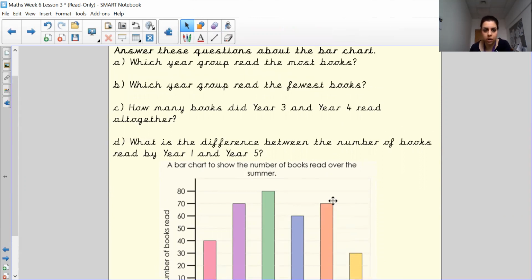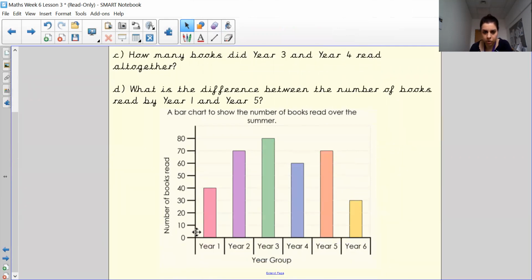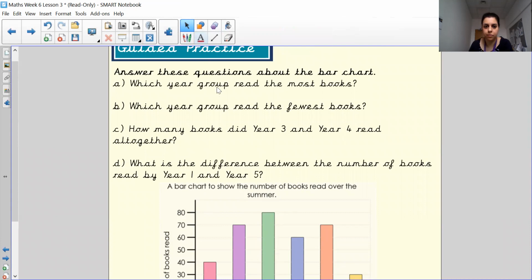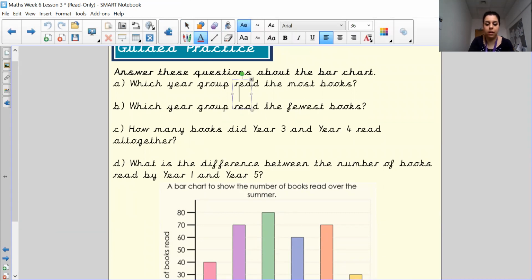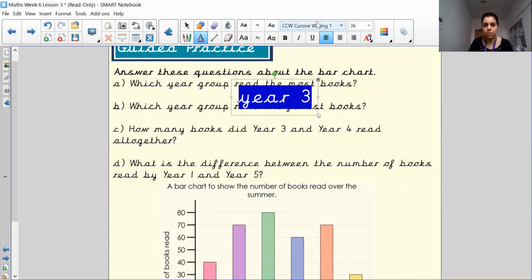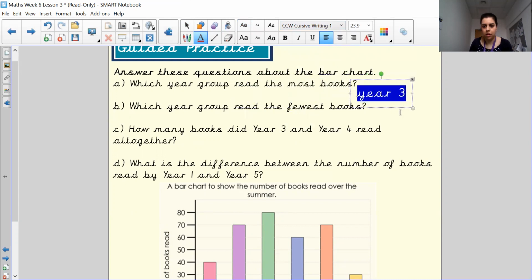So question 1, which year group read the most books? So I look at the number of books read, and I can see the highest one is the green column, which is year 3. So the answer for that first question would be year 3. Okay, let's go to our next question.